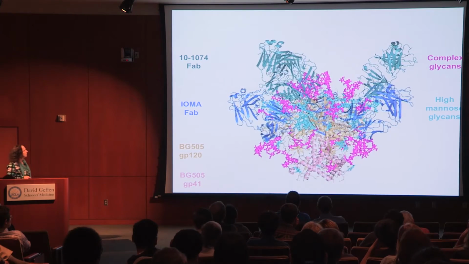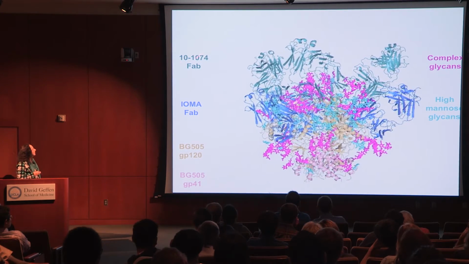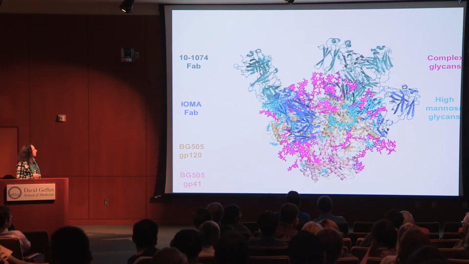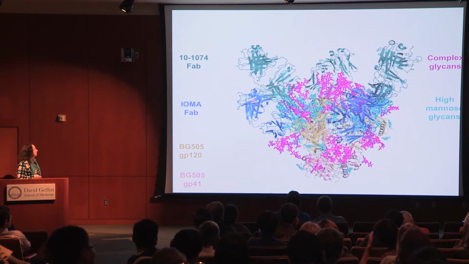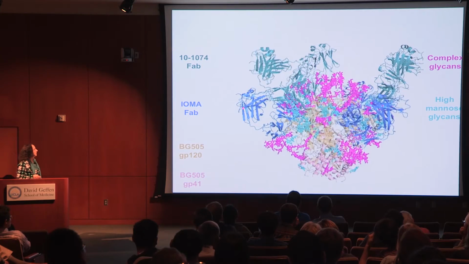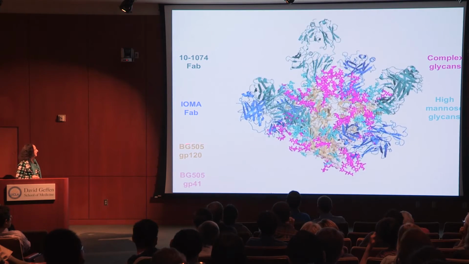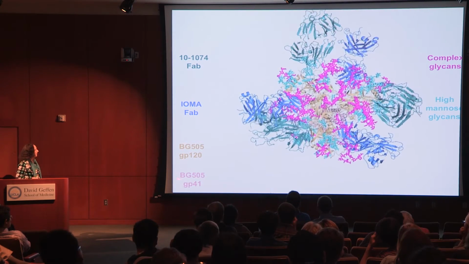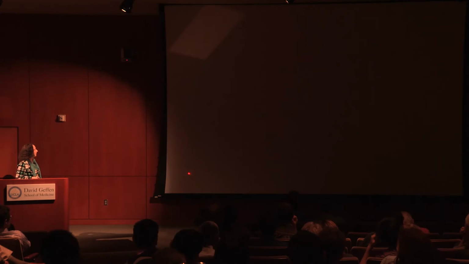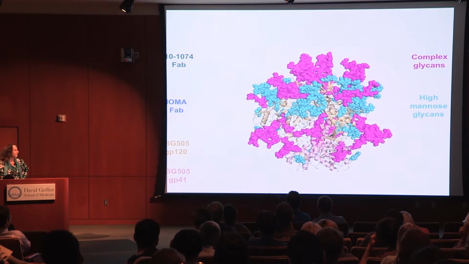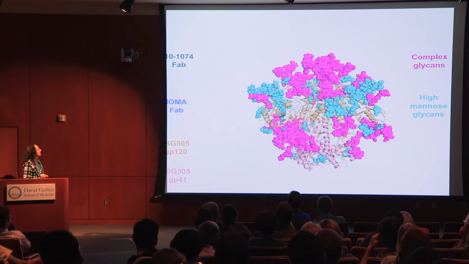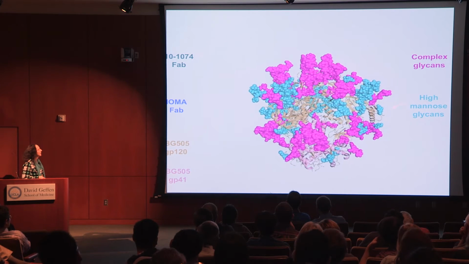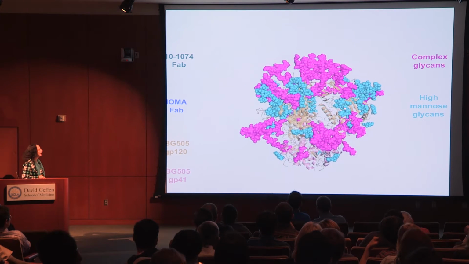So this is a movie of the structure. The 1074 Fabs are in this greenish color, so there's 3 of them because it's a trimer. The Ioma Fabs, the 3 of them, are blue. The envelope is in light brown and light pink for gp120 and gp41. Then the complex glycans are pink, and the high mannose glycans are cyan.